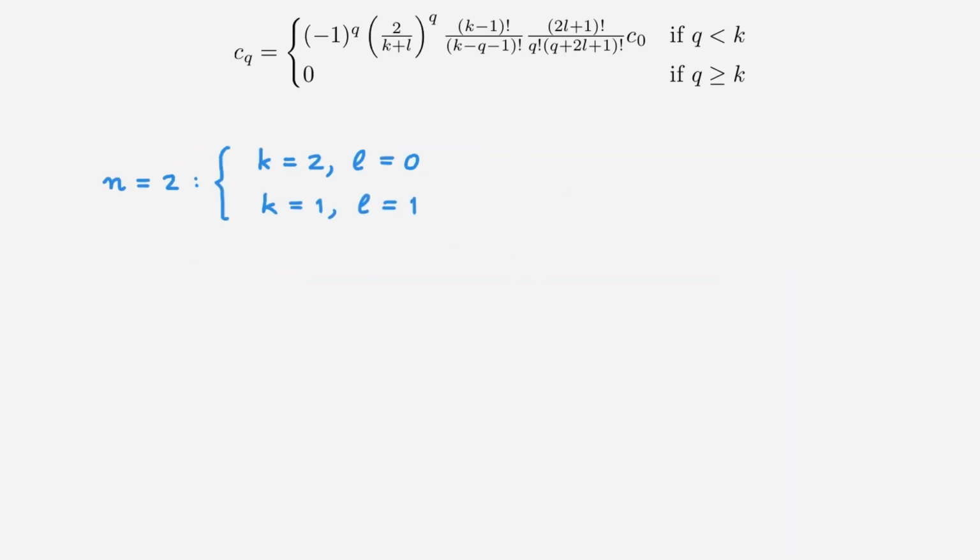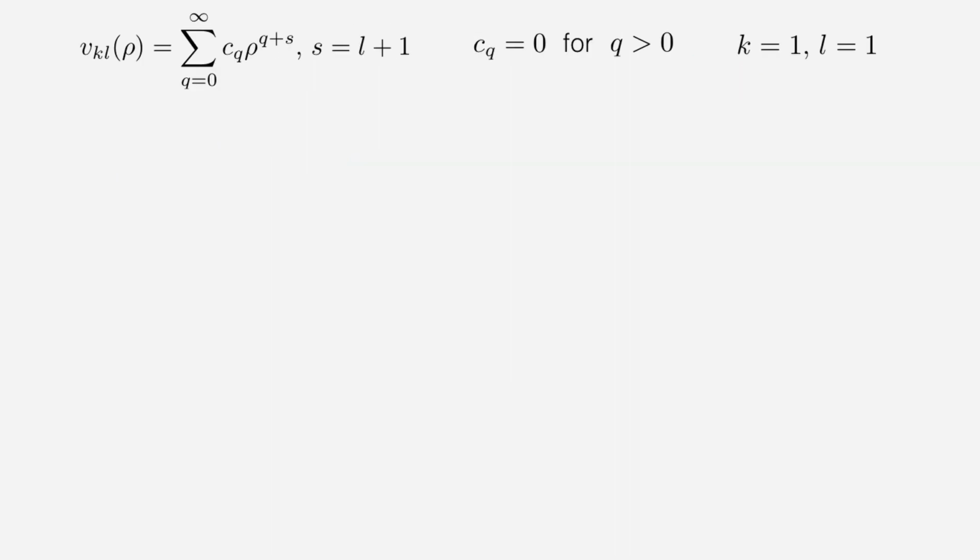Going back to the starting point of the first excited state eigenfunctions, which remember are given by n equals 2, we're now going to focus on this second possible combination of k and l. As k equals 1, then from this condition on Q here, we can conclude that all expansion coefficients apart from C0 vanish.